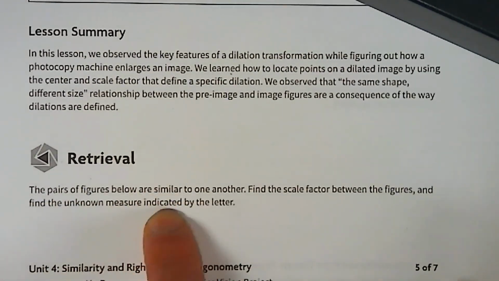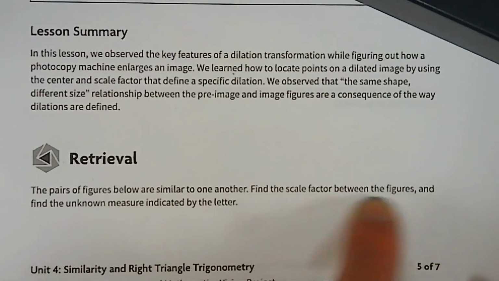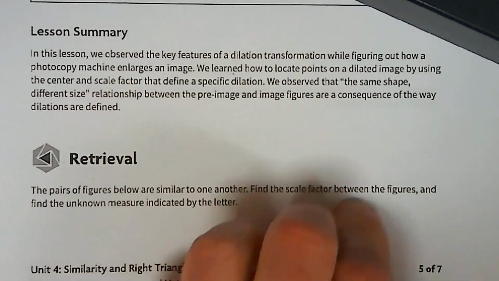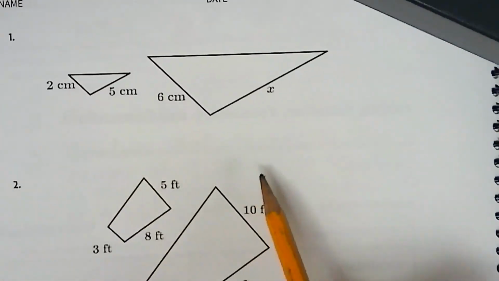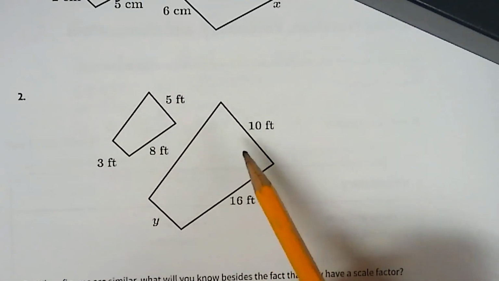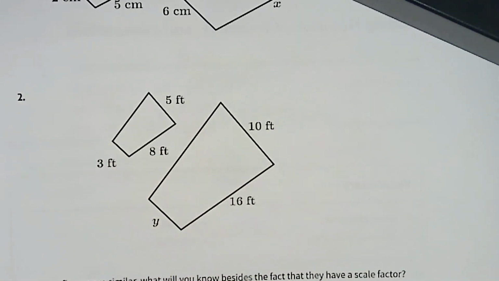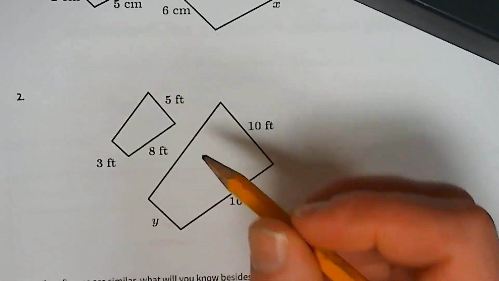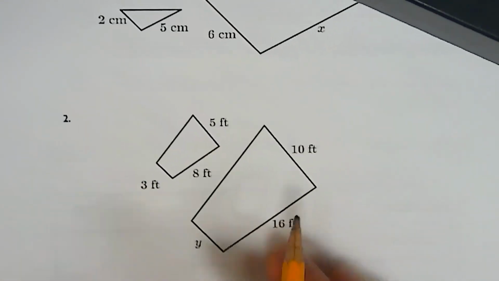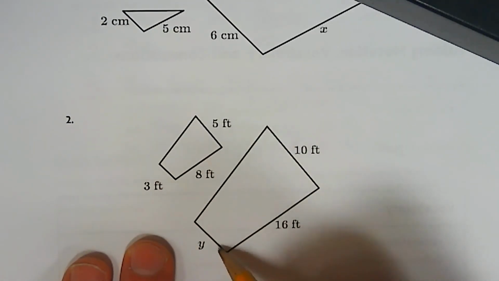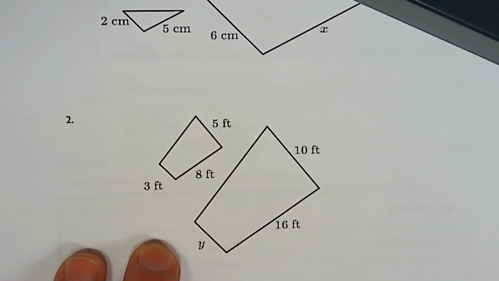The pairs of figures below are similar to one another. Find the scale factor between the figures and find the unknown measure indicated by the letter. Similar is a great math term, but also confusing, because these two shapes are exactly the same shape, but a different size. When shapes are the same shape but a different size, we call that similar. They're not congruent because they can't be literally placed on top of each other. They're the same format, the same shape, but at a different scale.